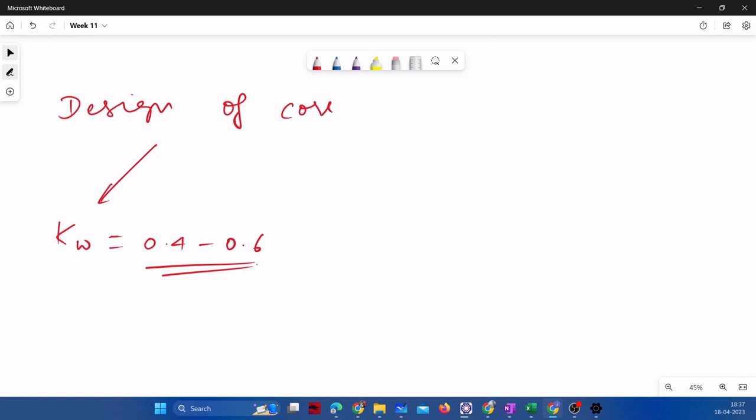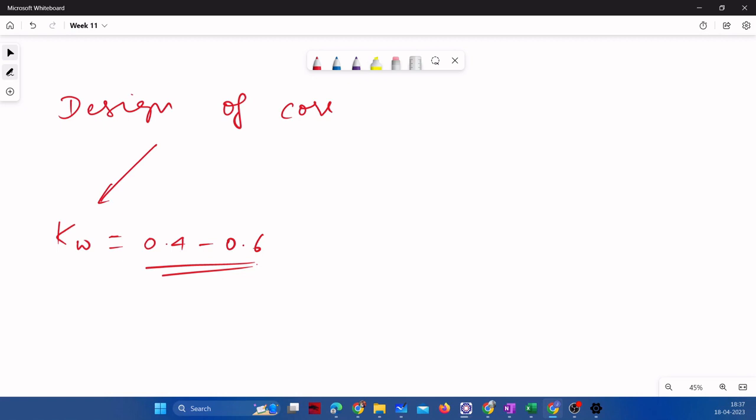So Mr. Dhananjay, right? Yes. So what did you suggest for how to improve that window area factor? Actually, I am not aware of that, so I want to learn from you.